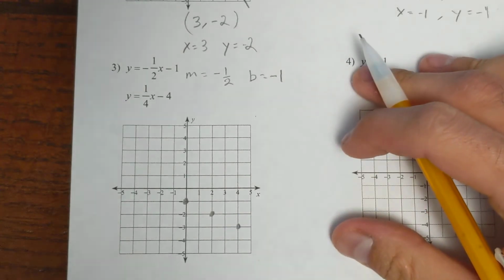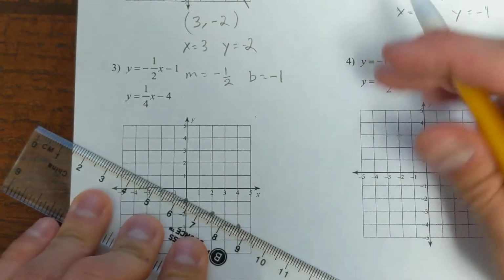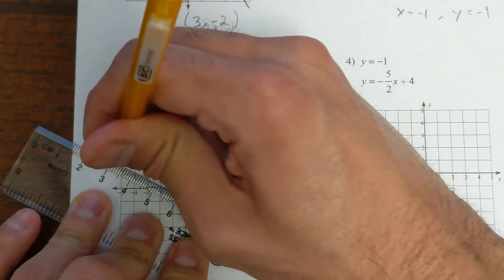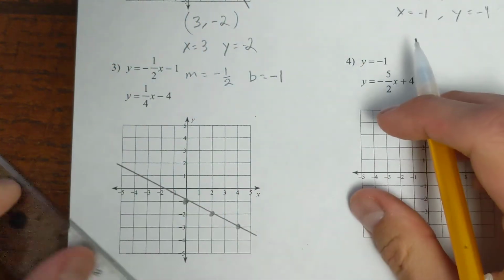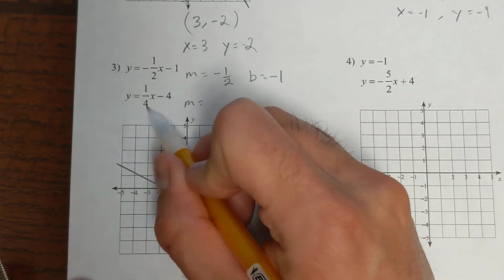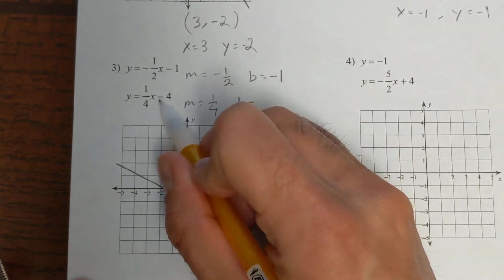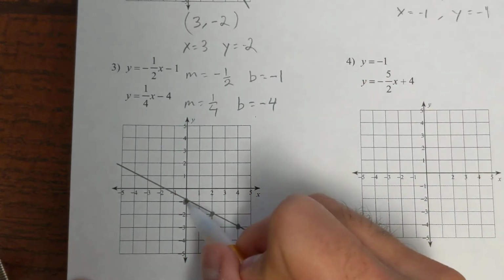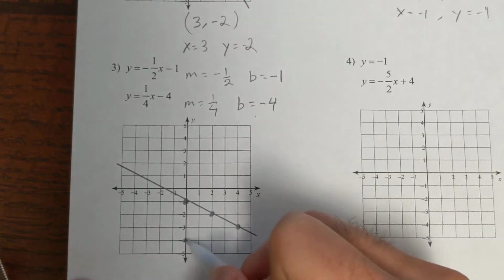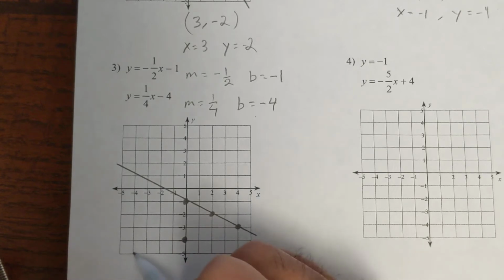So just make as many dots as you need. 2 dots make a line, but the more dots you have, the more accurate it'll be. Now this line, my slope is 1 over 4, and my b value is minus 4, so that means negative 4. I'm going to begin now at negative 4, and my slope is 1 over 4, so I'm going to go up 1 over 4. And also I can go the reverse, down and over here.